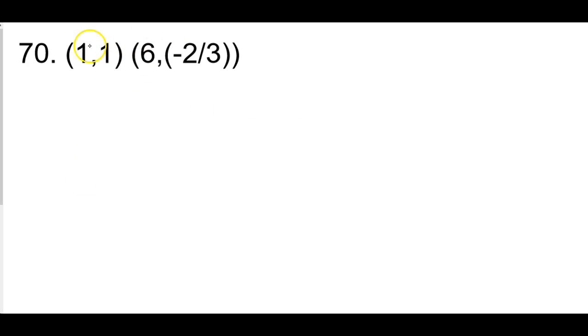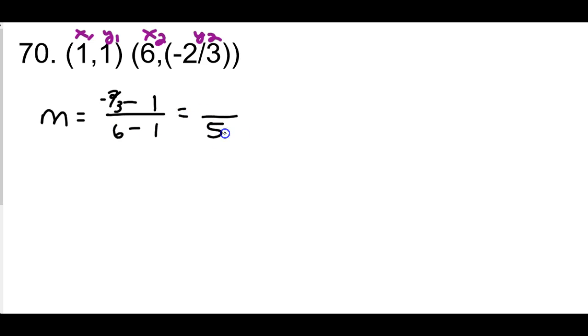Number 70. Once again, they're giving me 2 points. I know this looks kind of funny. It was just easier to type it out like this. But I'm going to label this x1, y1, this one x2, y2, and then I'm just going to find the slope of the line first. So slope is your change in y's over your change in x's. So I got negative 2/3 minus 1, and then 6 minus 1 right here. So I get 5 on the bottom. Negative 2/3 minus 3/3 is going to give me negative 5/3. See that? This becomes 3/3. And then say negative 2 minus 3 is a negative 5, and put it over 3.